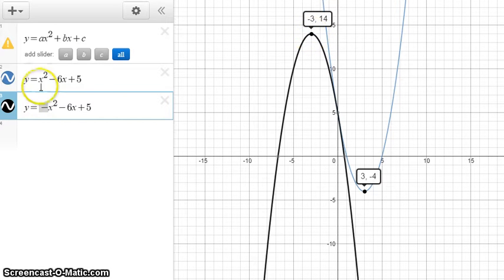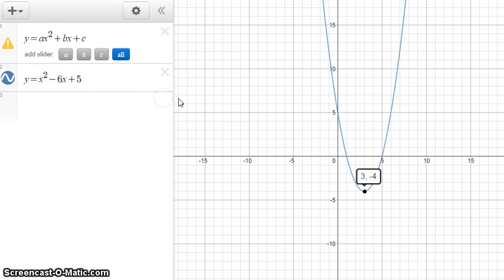Okay, so when the graph opens down, we have a maximum point. The vertex is the maximum point. When the parabola opens up, the vertex is a minimum point. Okay, all right. So for now, I hope you guys got the idea of vertex. All right. So how do you find the vertex?